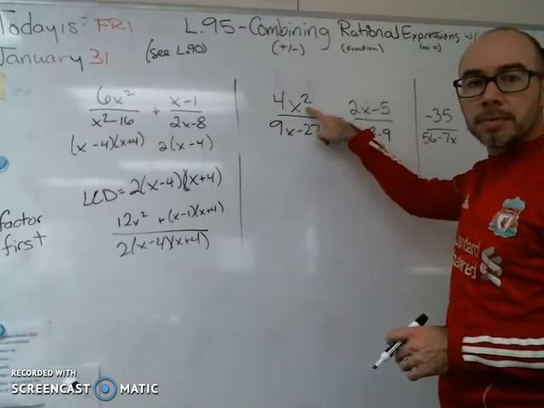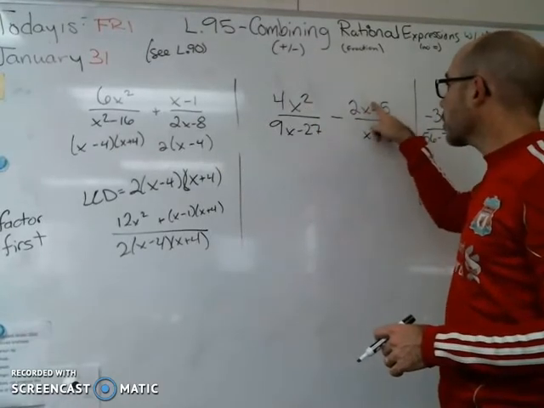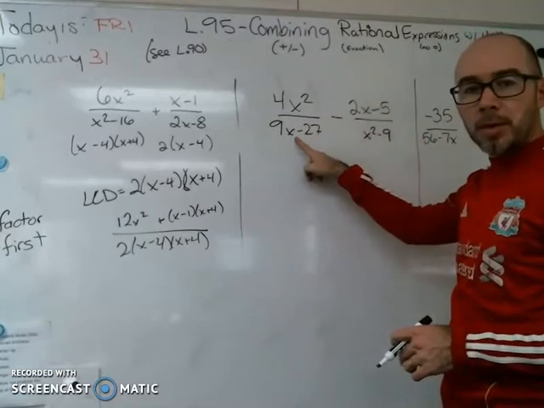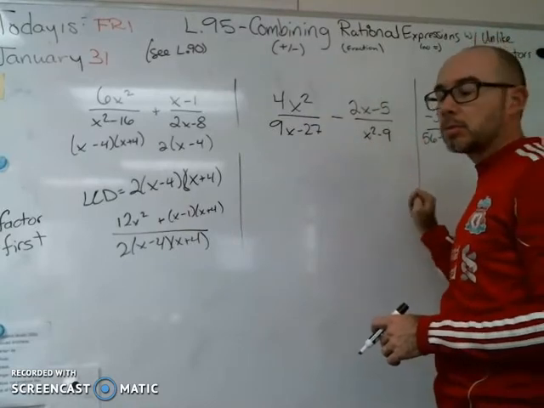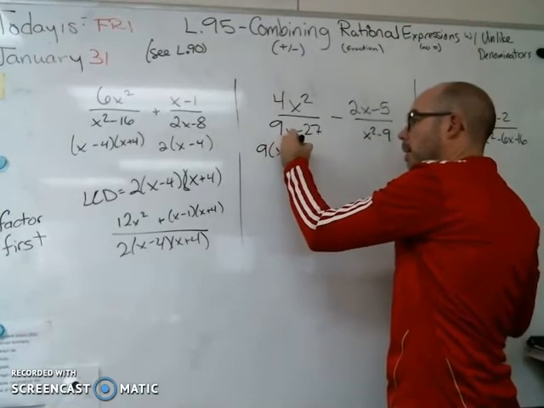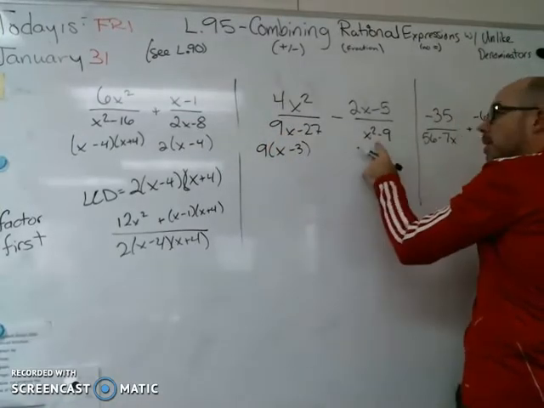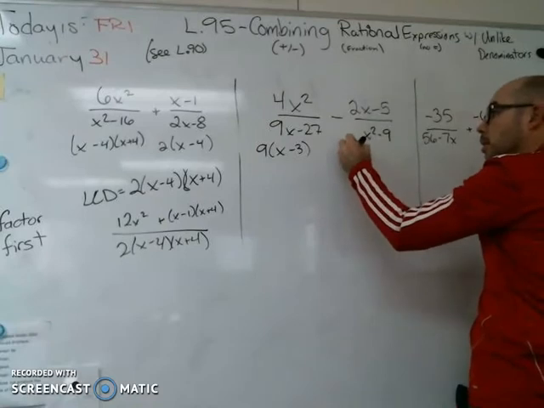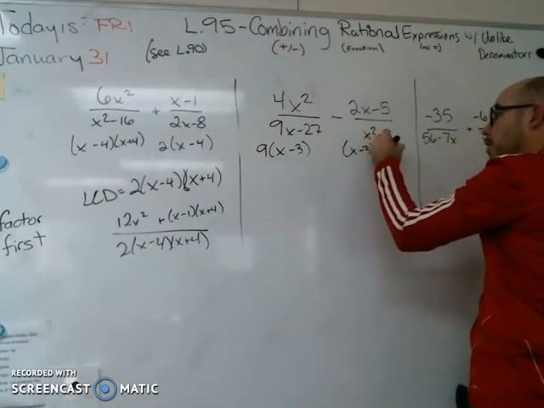Not factorable. Not factorable. Factorable. Factorable. These are multiples of 9. I take that out, I'm left with x minus 3. This is the difference of 2 squares. X minus 3, x plus 3.